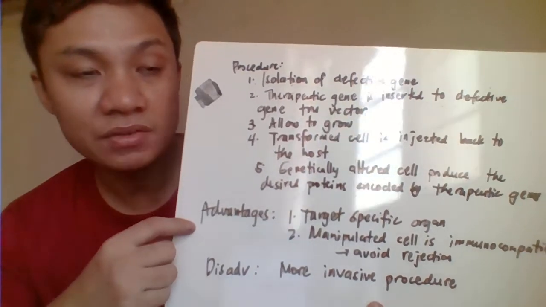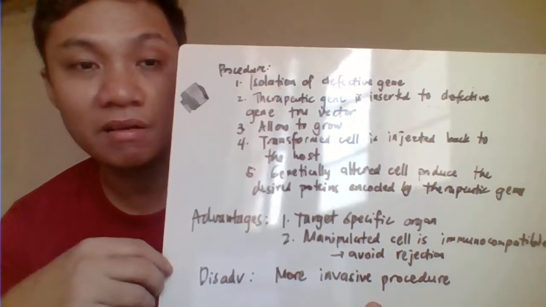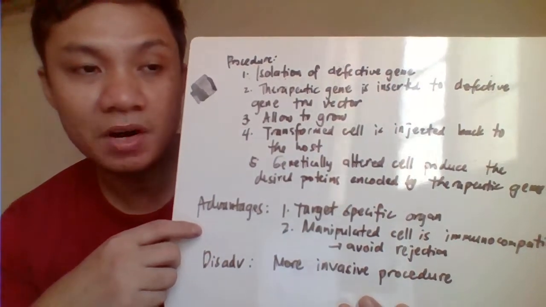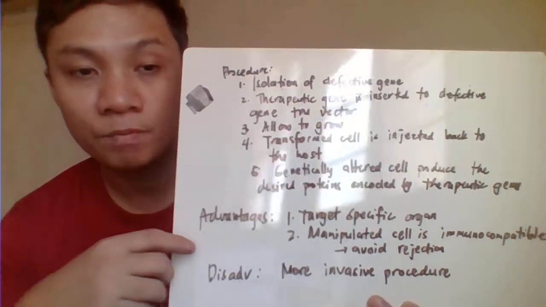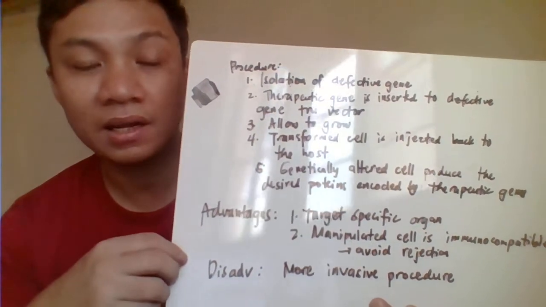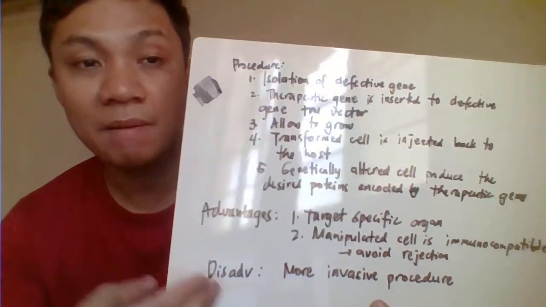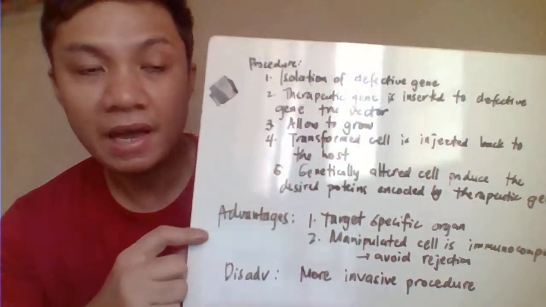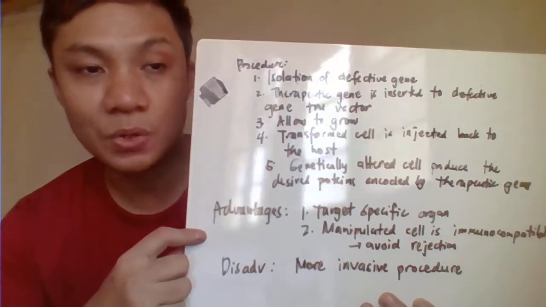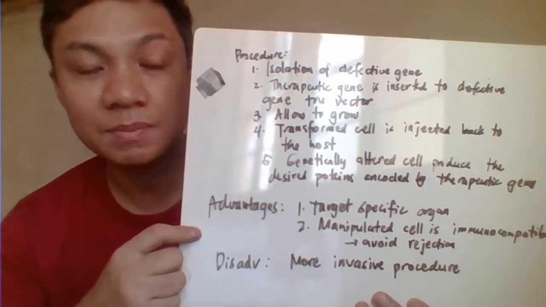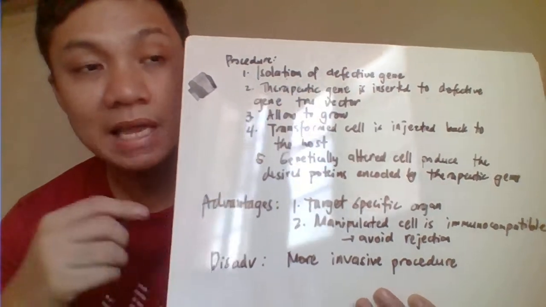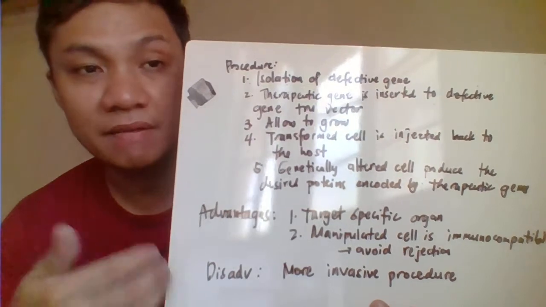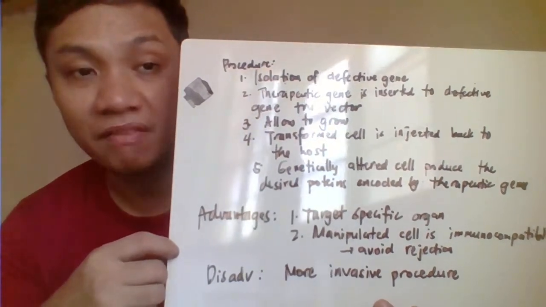Then after that, you return it back to the body of the host. Inside the body of the host, the transformed, manipulated genes are able to produce the desired product, a normal product, and therefore able to correct the defects. Okay, advantages of ex vivo. Number one, this is highly specific. It would only be able to correct those specific defects or organs of your body which are defective.